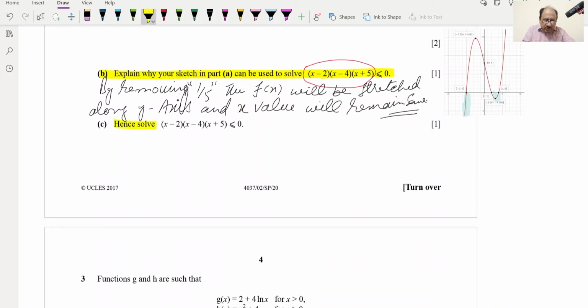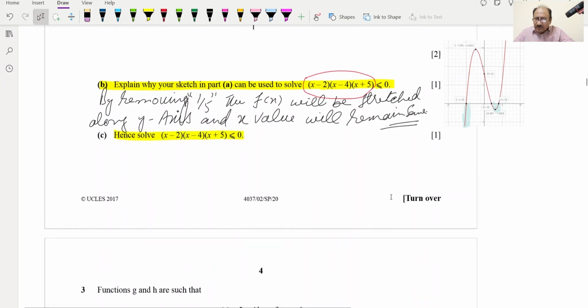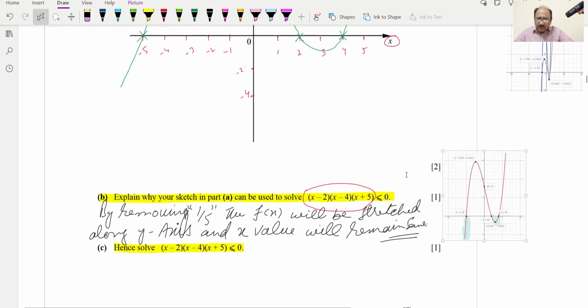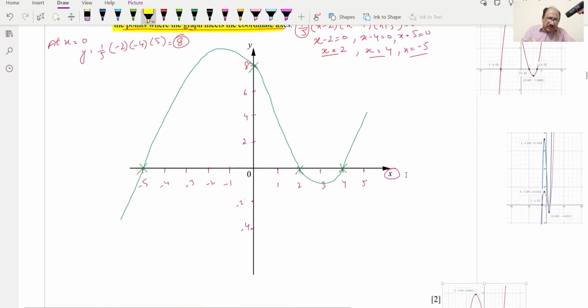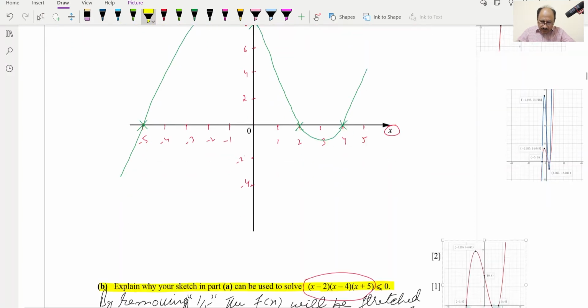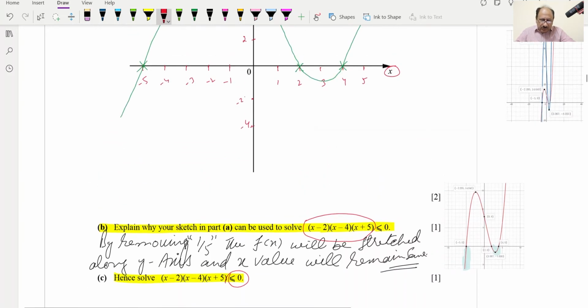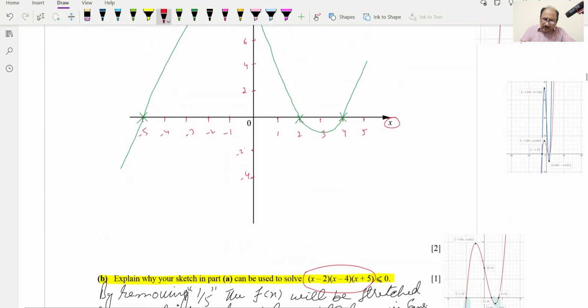C part says hence solve this equation. So we'll have to understand the solving part also. For example, this is the curve which we sketched, so we can indicate from here that this value should be less than 0. So the less than 0 part will be this portion. We can indicate that portion. Okay, so this will be the lower portion. X is less than, this one will be the less than value.